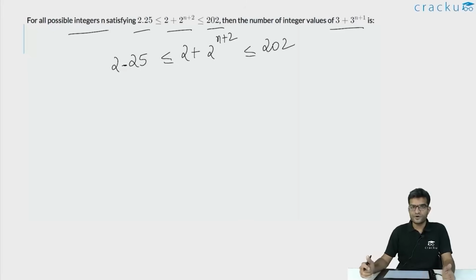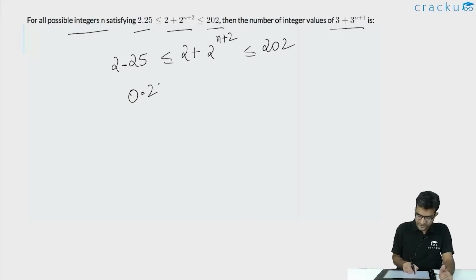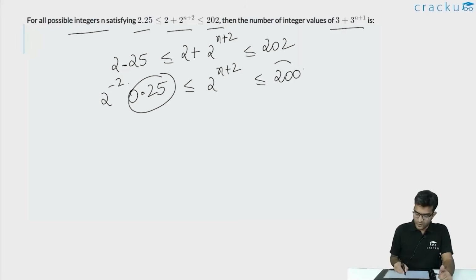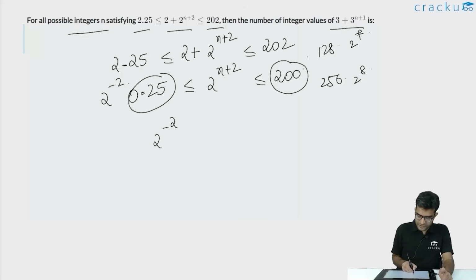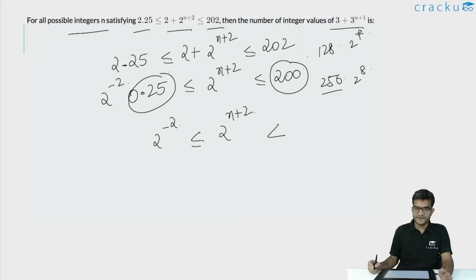If you are subtracting 2 from all the inequalities, we are going to get that 0.25 is less than or equal to 2 to the power n plus 2, which is less than or equal to 200. 0.25 is 1 by 4, that is 2 to the power minus 2. And 200 lies between 128 and 256, which are both powers of 2. That is, this is 2 to the power 7 and this is 2 to the power 8. So 2 to the power minus 2 is less than or equal to 2 to the power n plus 2, which is now less than 256, which is 2 to the power 8.